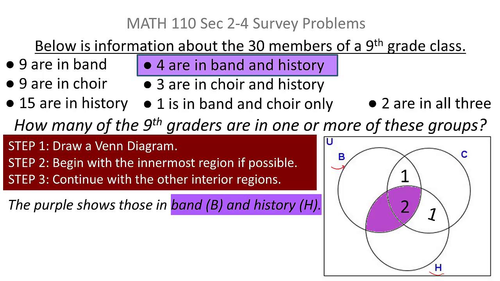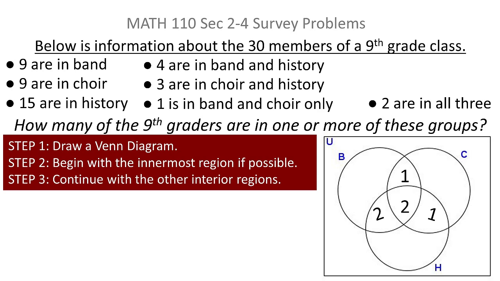It doesn't say 4 are in band and history only. If it doesn't say only, you're going to be doing some addition. So what you really want is every number in the purple region has to add up to 4. You already have a 2 in there, so obviously the other number is 2. And you've got that.